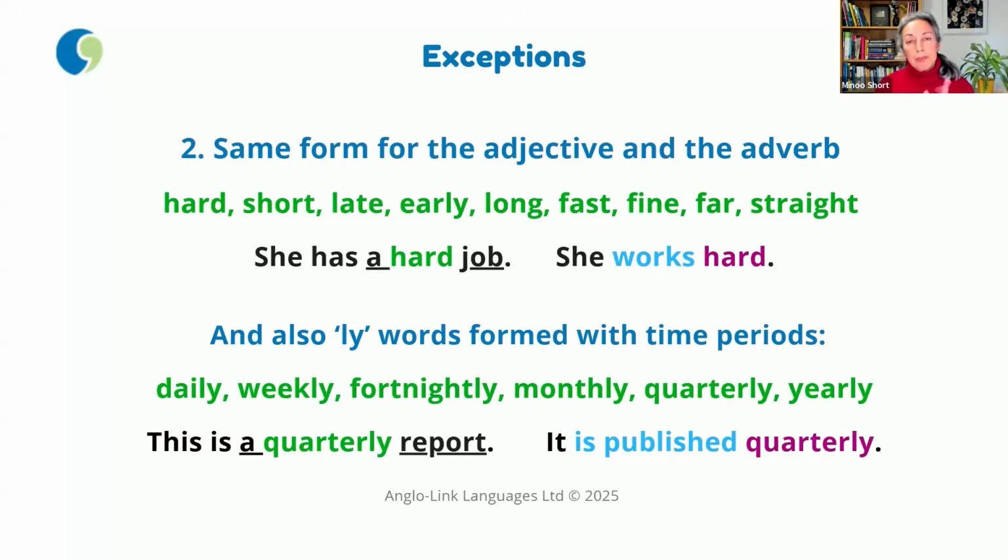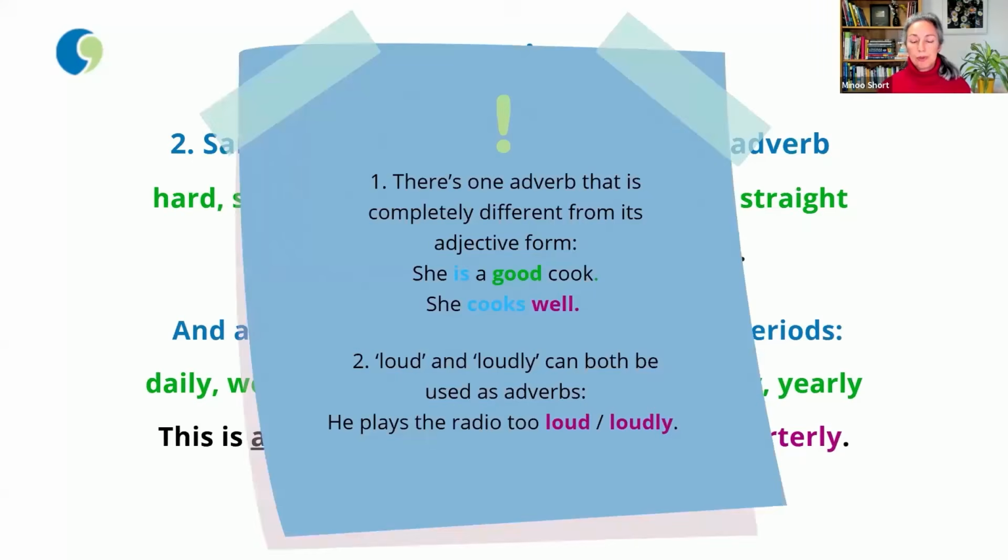There are also some ly words that are formed with time periods, like daily, weekly, fortnightly, monthly, quarterly, yearly. And these are also both adverbs and adjectives. So we would say this is a quarterly report. It is published quarterly. There is no change in the word. Now I have 3 notes on this exception for you.